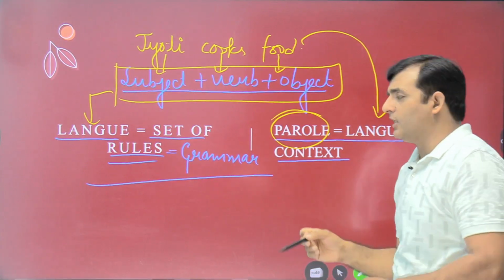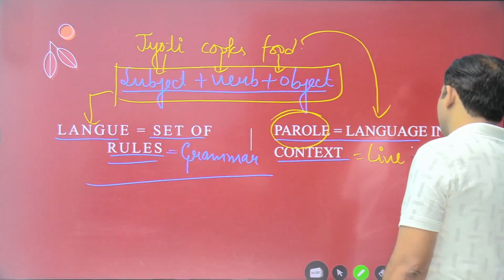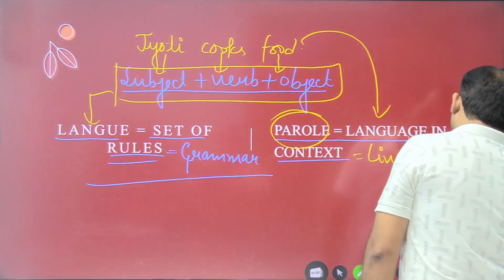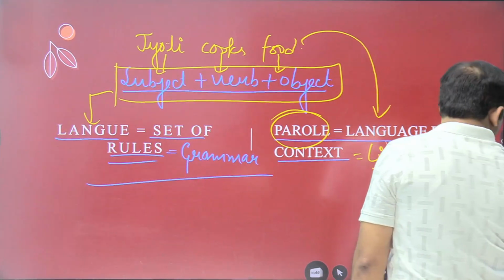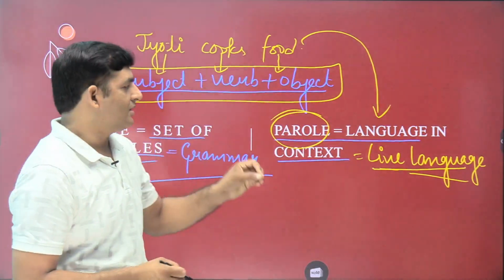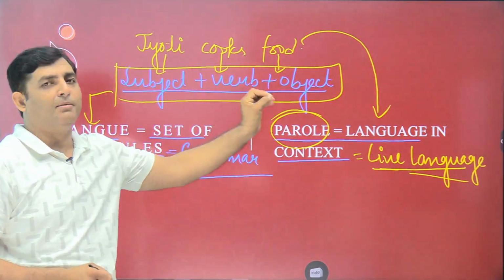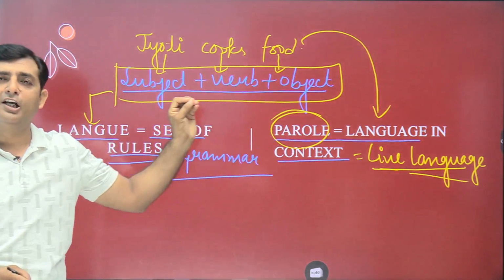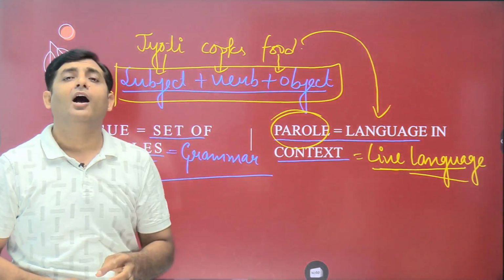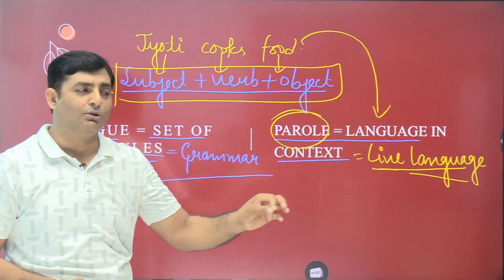Language in context is also called live language. Right? It is also known as live language. Language is live here. "Jyoti cooks food" is an example of parole, and subject, verb, object is an example of lang. Lang means grammar, lang means structure, and parole means the language in context, language in use.